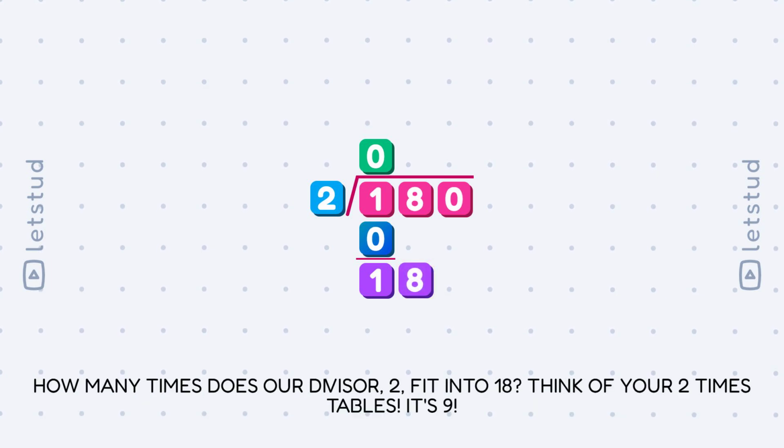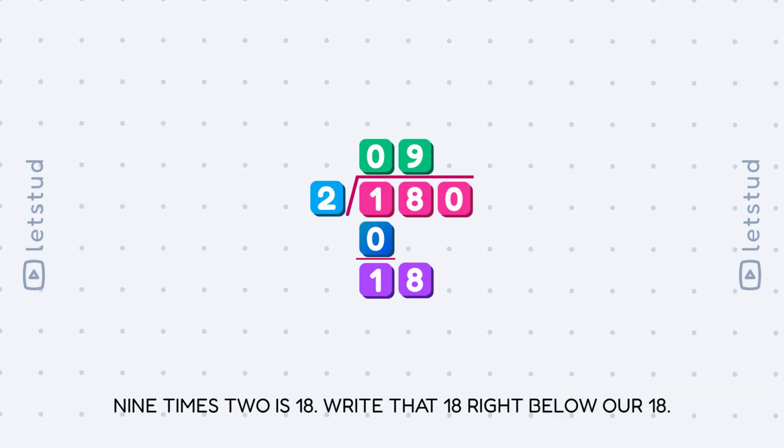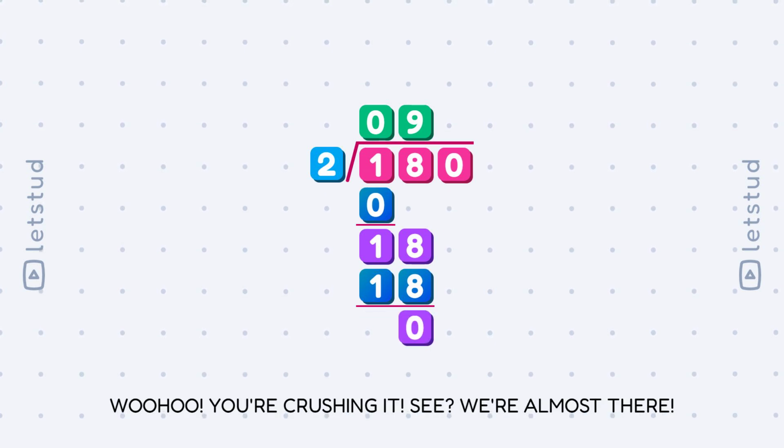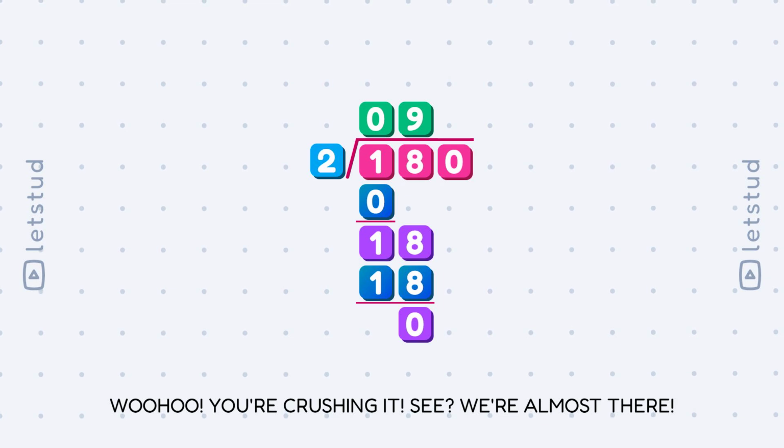How many times does our divisor 2 fit into 18? Think of your 2 times tables, it's 9. 9 times 2 is 18. Write that 18 right below our 18. Now we subtract. 18 minus 18 equals 0, easy peasy. Woohoo, you're crushing it, see, we're almost there.